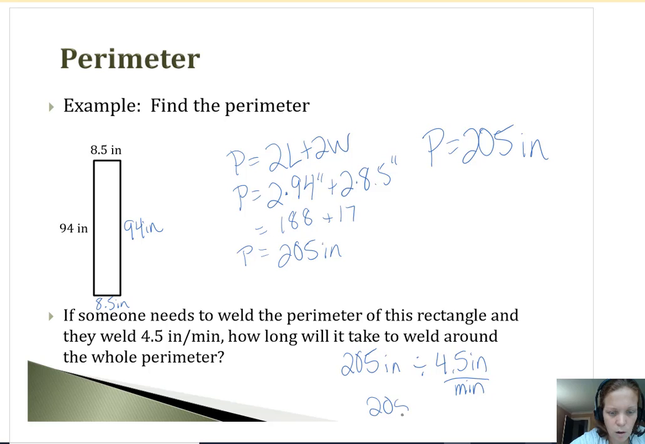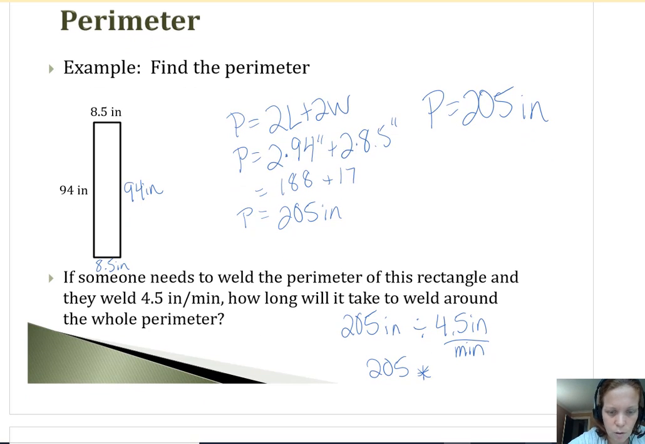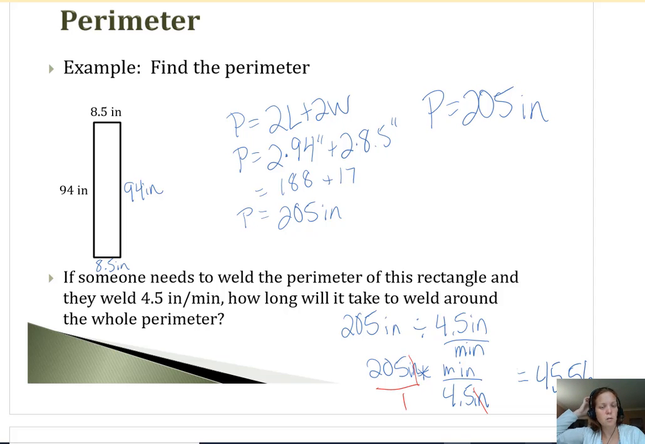So remember back to our, how can we divide things that have fractions? We can flip it. So if this is 205 inches, and then we flip this, see how the inches will cancel out. And I would have to do, this is over 1, so 4.5 is on the bottom, so 205 divided by 4.5 is about 45.56 minutes, so about 46 minutes.